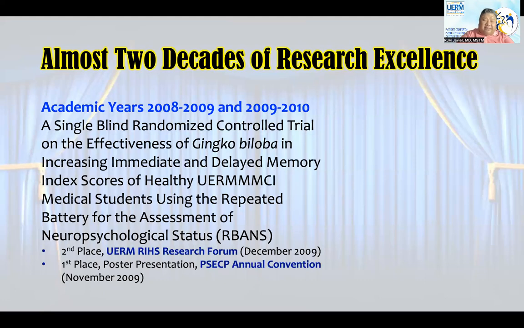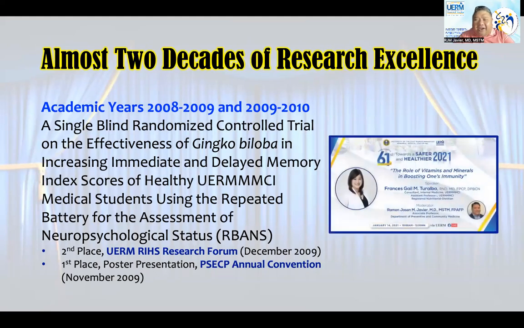Again, this paper was cited as second place in the Research Institute for Health Sciences Research Forum, but it was also the first time that we sent papers to the Philippine Society of Experimental and Clinical Pharmacology, and we won first place for the very first time for that particular year. And the thing about this paper, the student mentee that I had is Dr. Frances Gail M. Toralba, and she is now a consultant at the Department of Medicine of UERM.